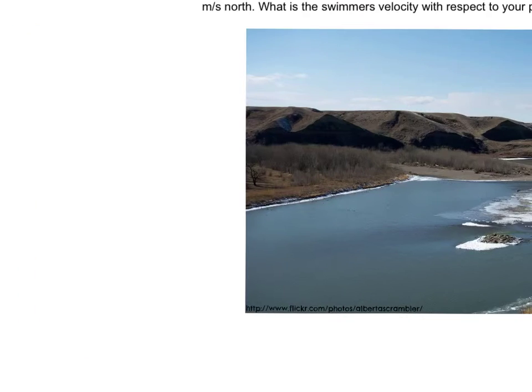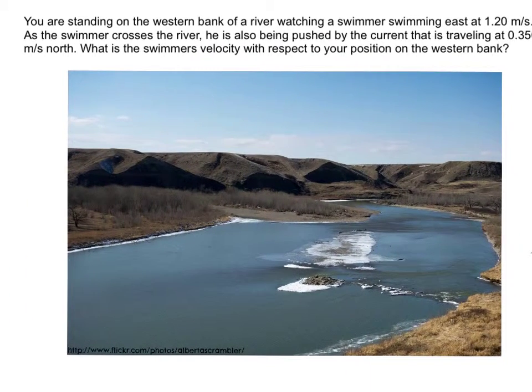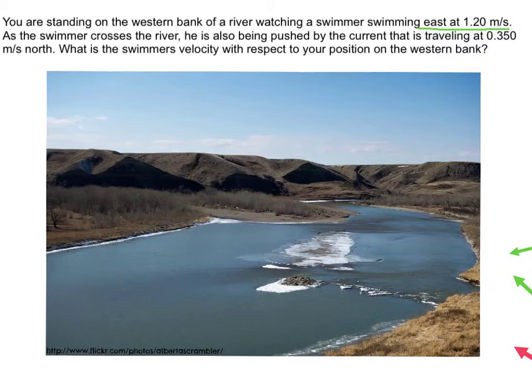Okay, let's try solving a problem here. You are standing on the western bank of a river watching a swimmer swim to the east at 1.20 meters per second. As the swimmer crosses the river, he is also being pushed by a current that is traveling at 0.35 meters per second north. What is the swimmer's velocity with respect to your position on the western bank?